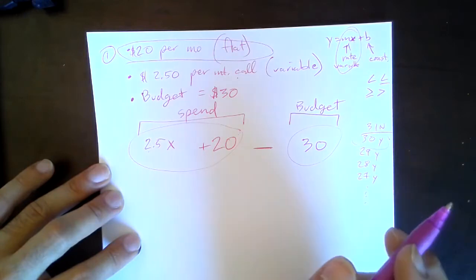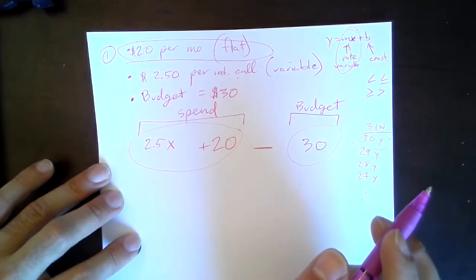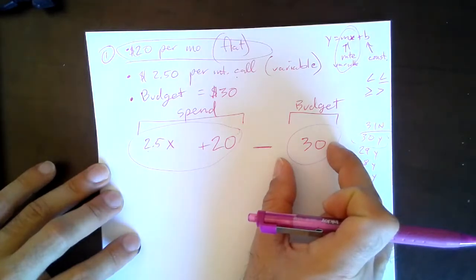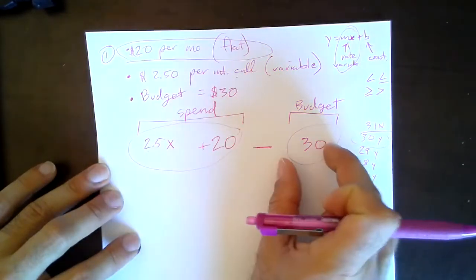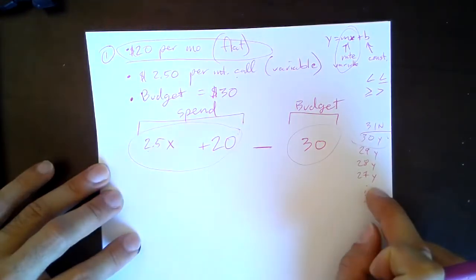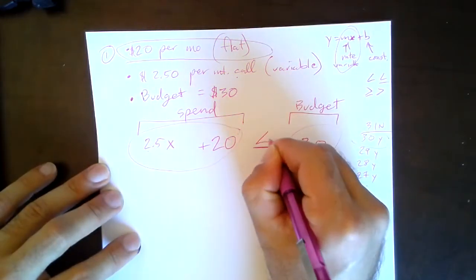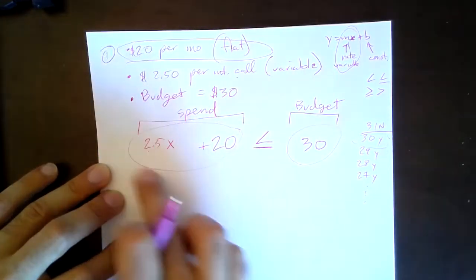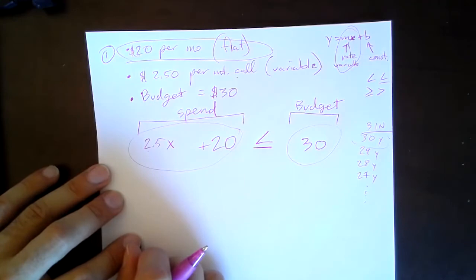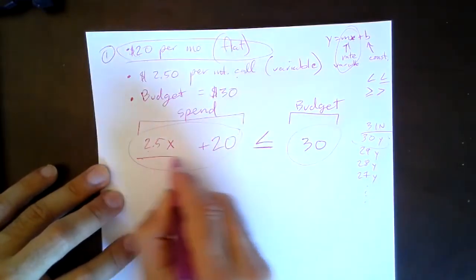How can I explain this? Can I spend more than $30? Can I spend less than $30? I could spend less than $30. That's what we were trying to assume here. So I'm going to put a less than. The amount that I spend has to be less than or equal to $30. So here's my inequality. That's it, right here.